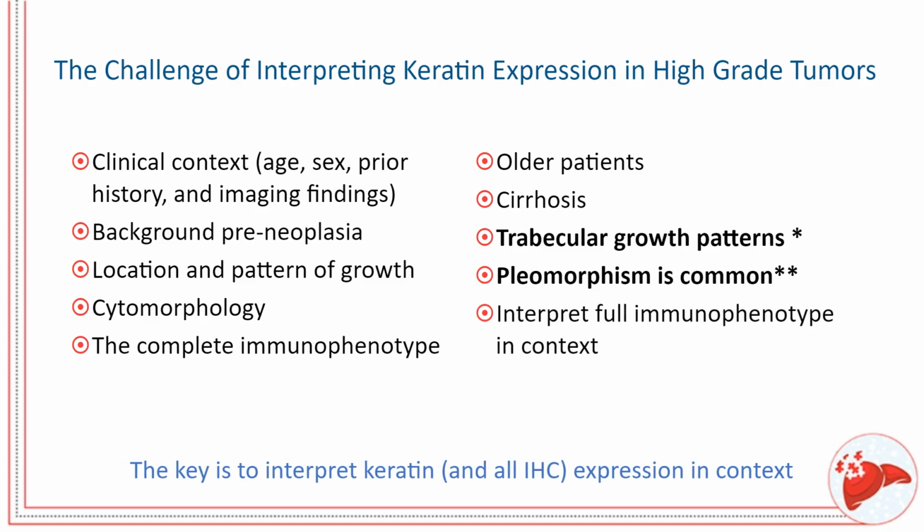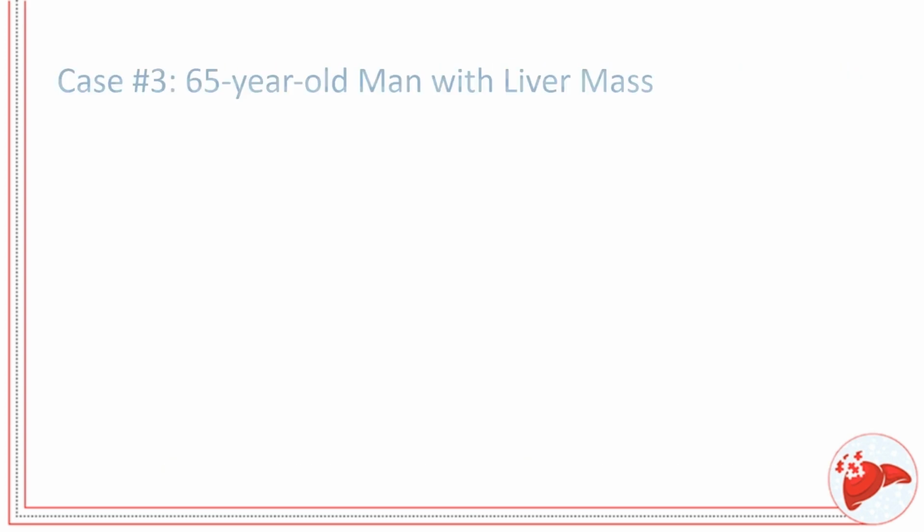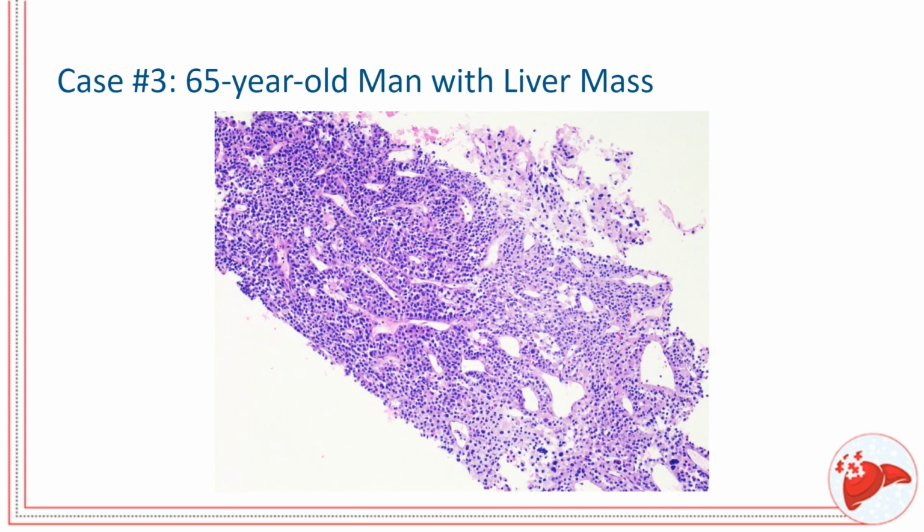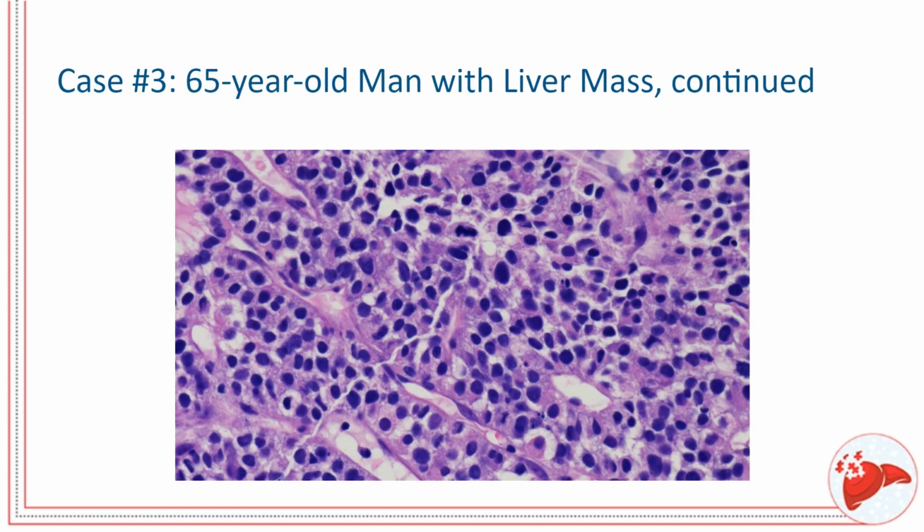I'm going to use a couple of cases to illustrate what I think are some helpful considerations. So this is a case from a 65-year-old man showing a neoplastic proliferation that is really monotonous. At high power, you can see it is a pretty monotonous neoplastic proliferation. There is substantial mitotic activity. You can see some mitosis even in the center of the field here. It has a conspicuous vascularity to it, with the neoplastic cells divided into trabeculae.